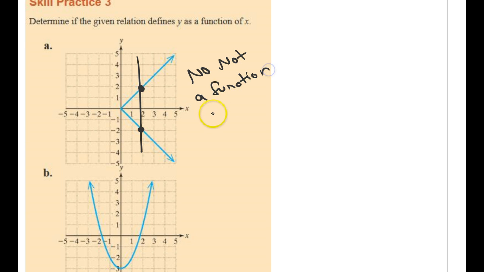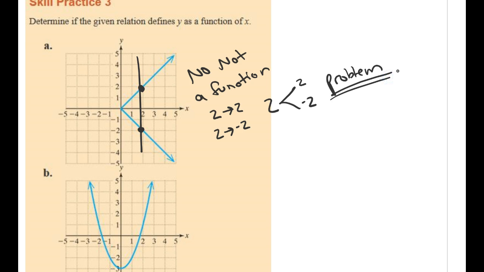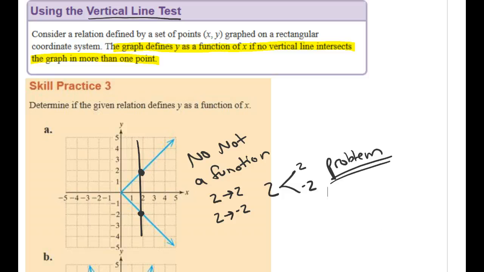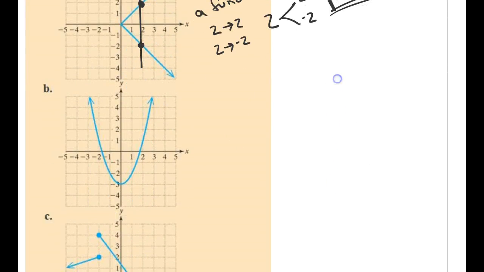What this is saying is 2 goes to 2 and 2 goes to minus 2. So 2 gets mapped into two different y values, and we have a problem when that happens. Graphically, it's almost a little bit easier, because all you have to do is draw a vertical line anywhere in the graph. If it only touches the graph at one place, then it is a function.